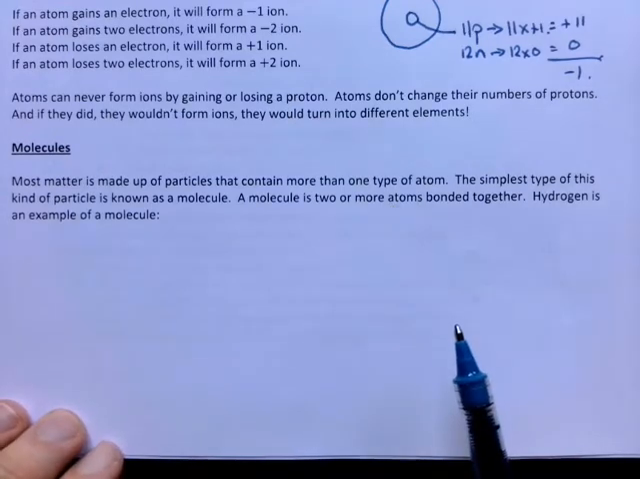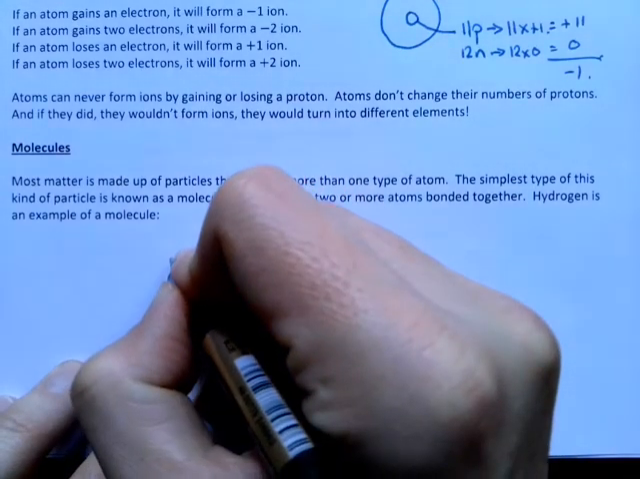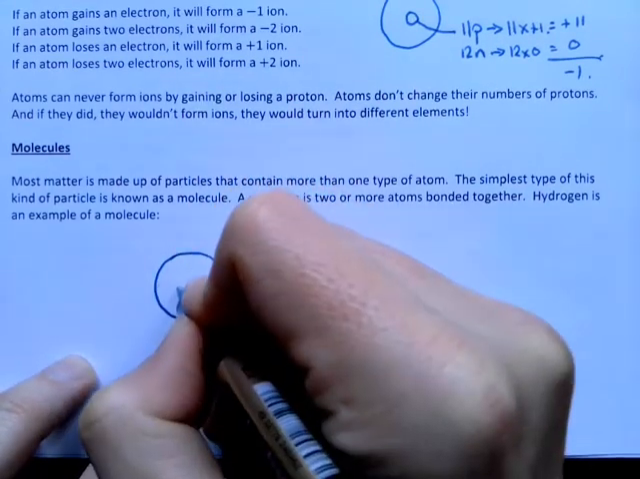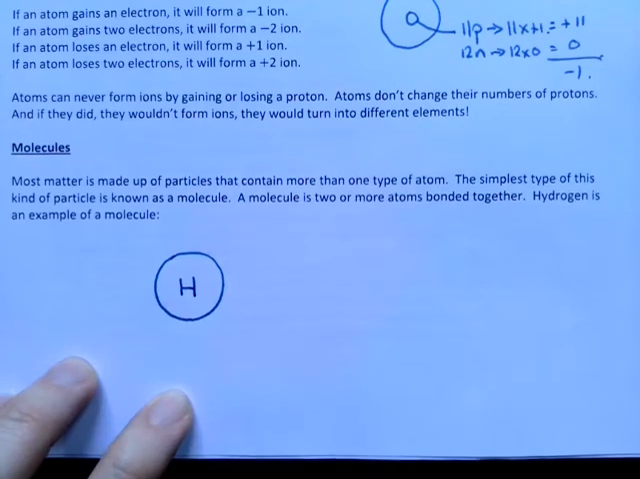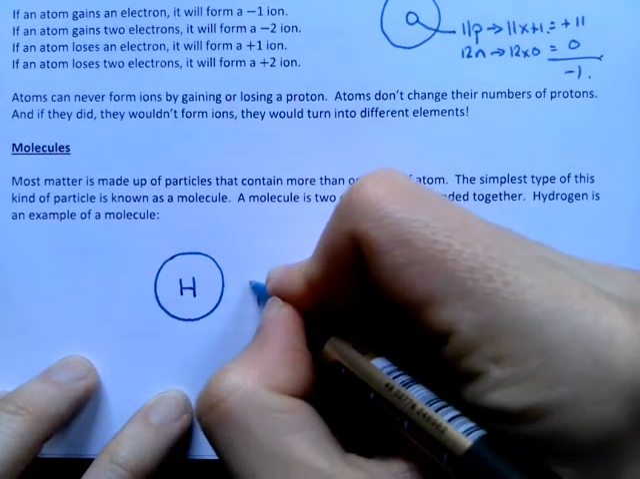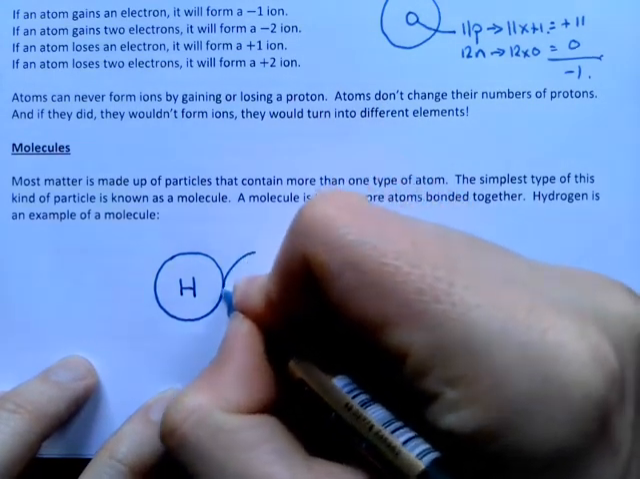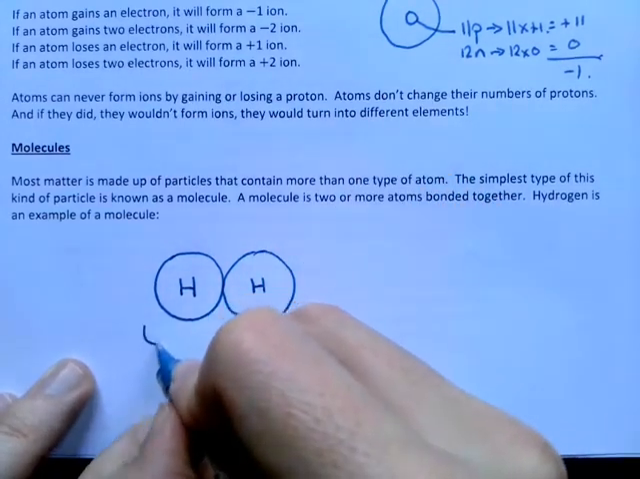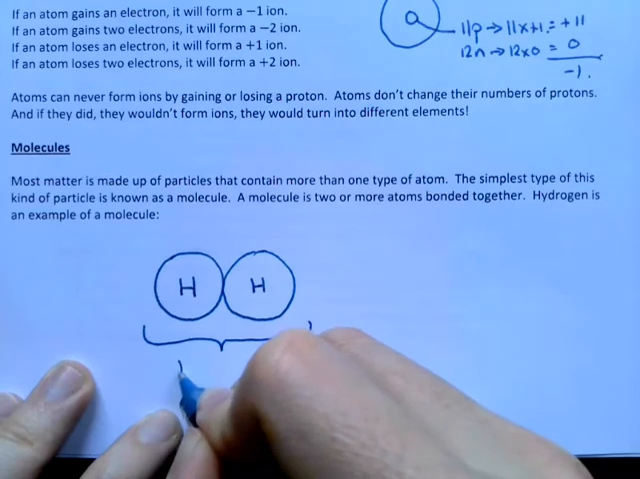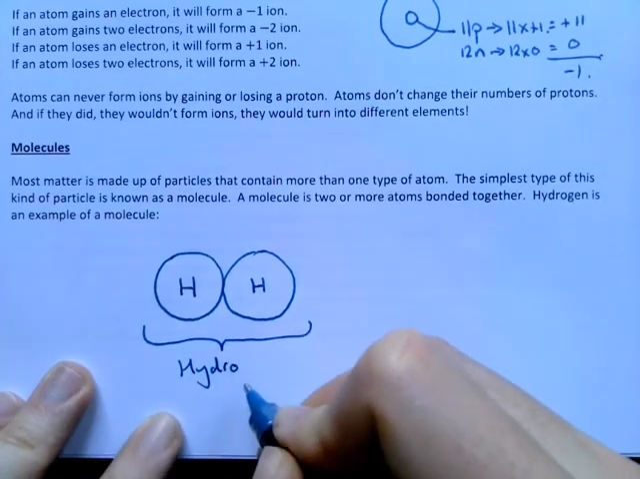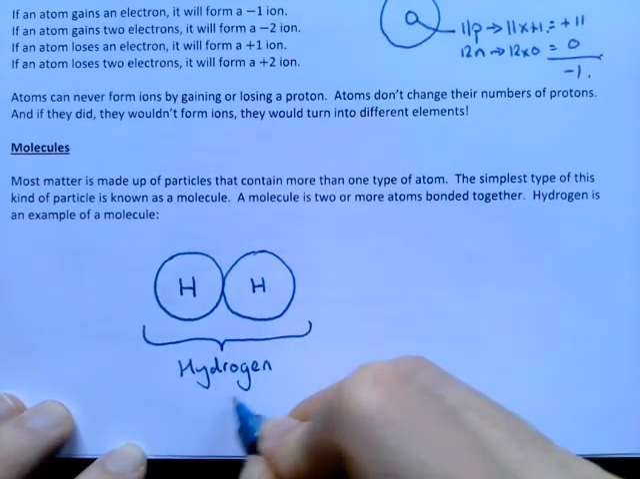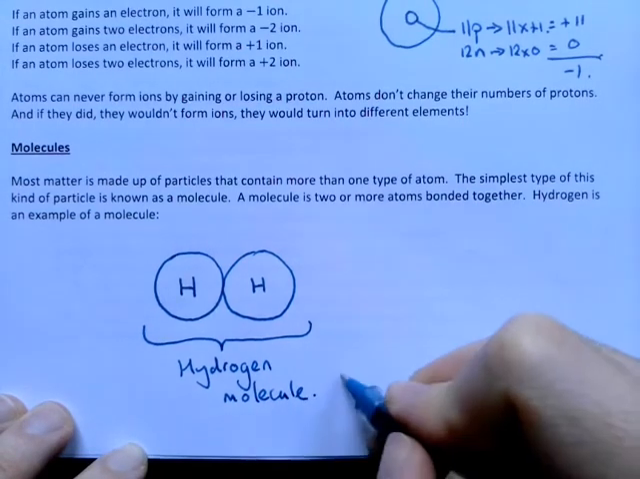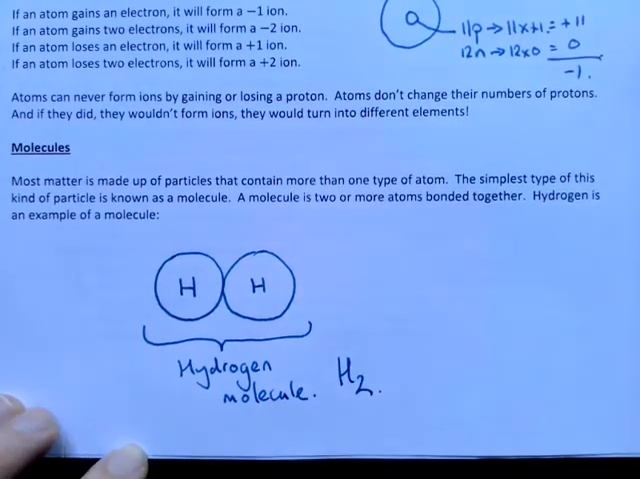Hydrogen is an example of a molecule. So, here is a hydrogen atom. And here is another hydrogen atom. And this is a hydrogen molecule. All right, and we call it H2.